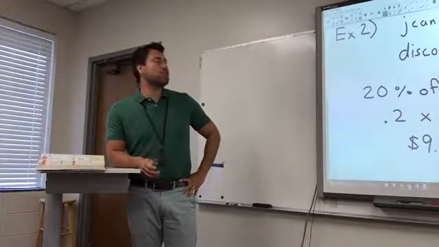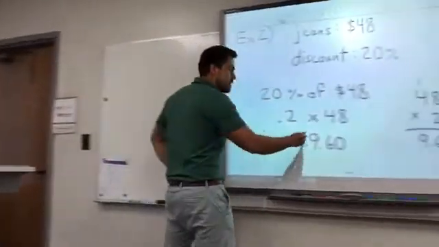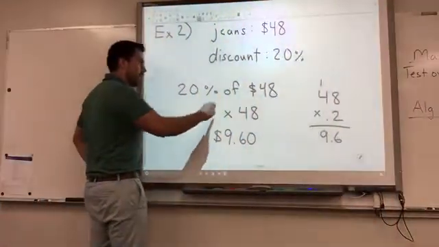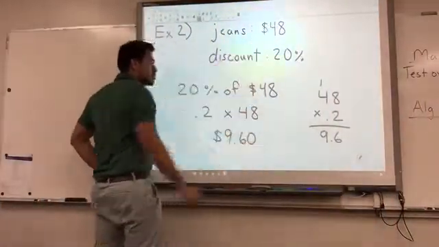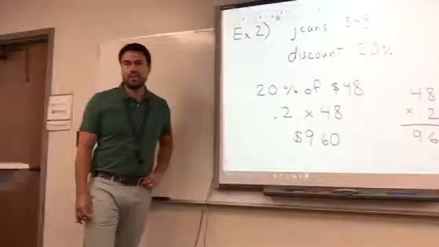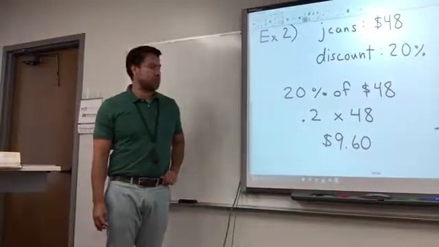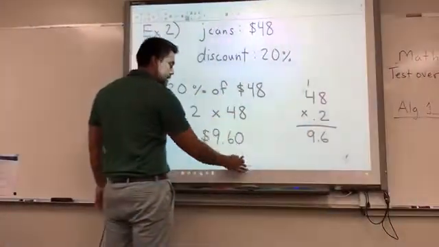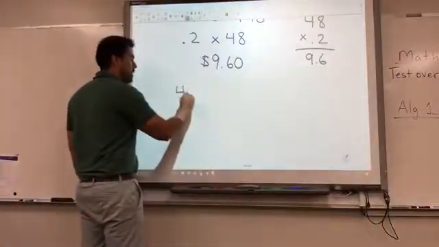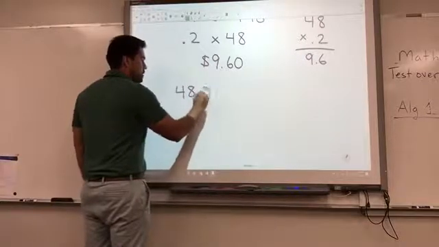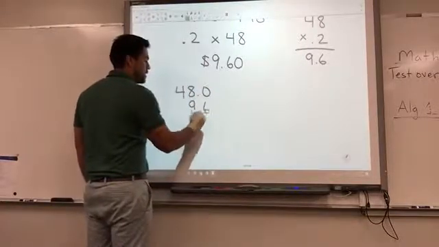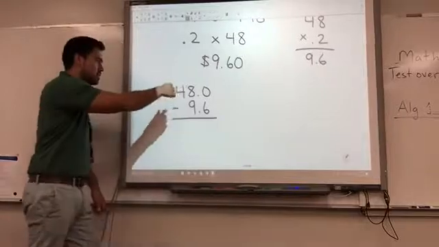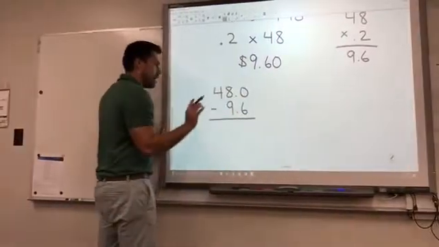So what do you do with those numbers now that you have them? I got this number. That's how much I save. That's how much it originally was. So what do you think I do, Jackson? Yeah, you're going to do 48 minus 9.6. I'll put a decimal, minus 9.6. Okay, you're subtracting. You can put the dollars and all that and put extra zeros, but you don't have to.